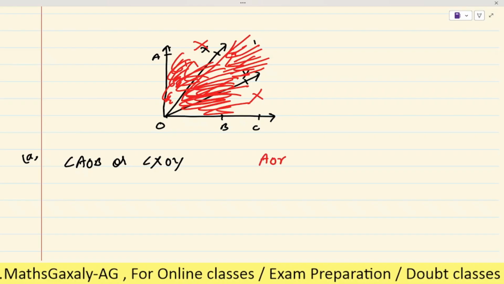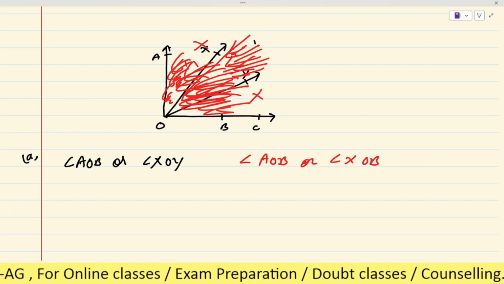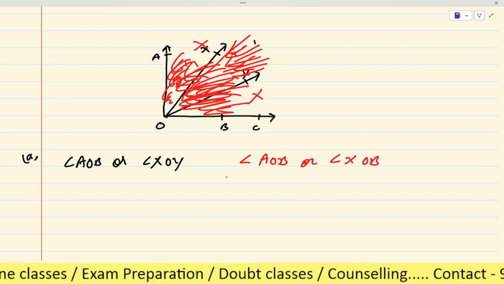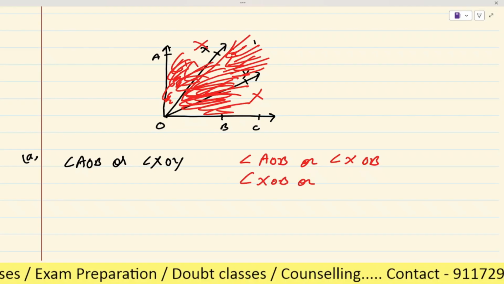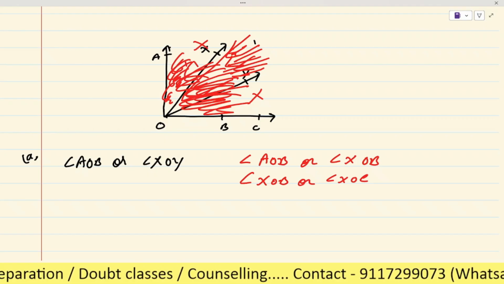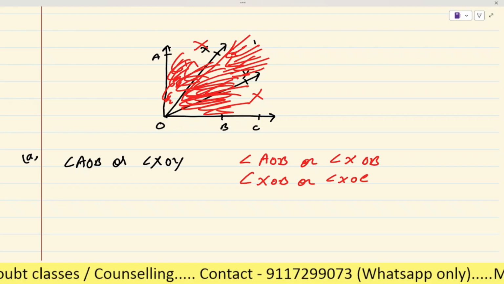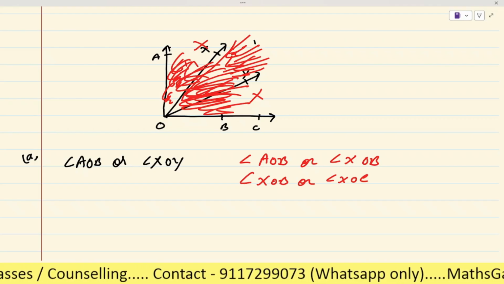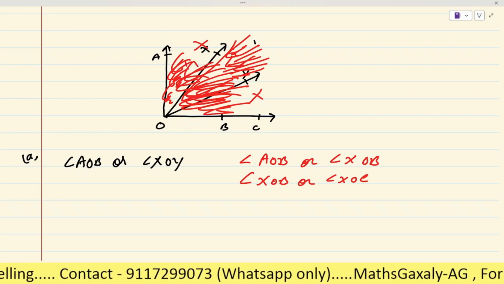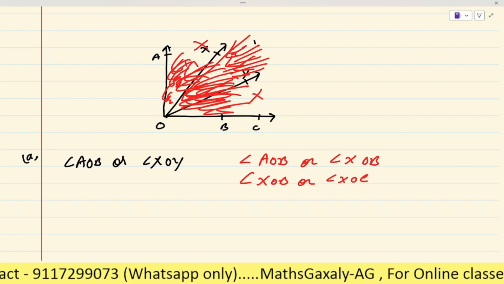Similarly, can you do it for angle AOB or angle XOB? It's also too simple. Similarly, you can do it for angle XOB or angle XOC, right? XOB and XOC. I think both will be equal, right? XOC and XOB, both will be equal. Yes, sir. Both will be equal.